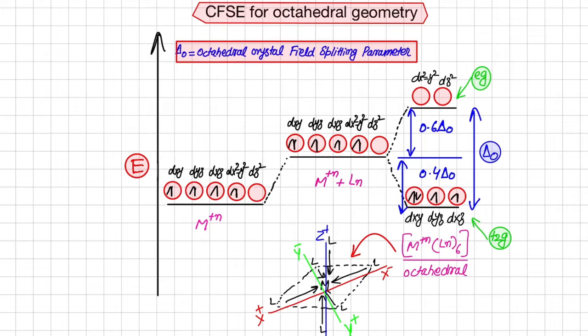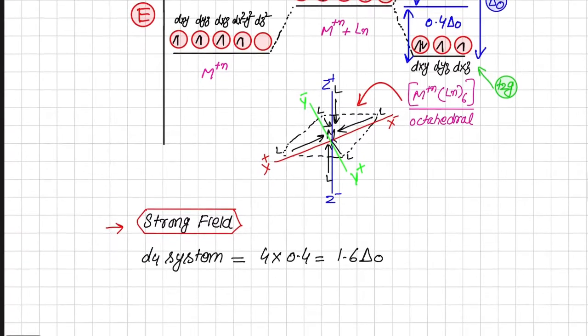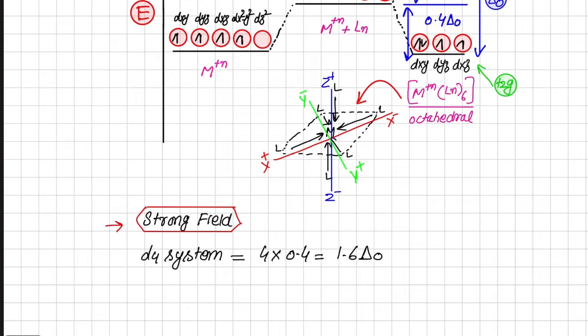So here there are two cases. One case is for strong field ligands and the other case is for weak field ligands. Now in the case of strong field ligands such as carbonyl and cyanide, this gap is so much greater that there is no possibility of the fourth electron jumping into dx²-y² or dz². So all the electrons will be paired up here in dxy, dyz and dxz. As there are two cases, first of all we will deal with the strong field ligand case.